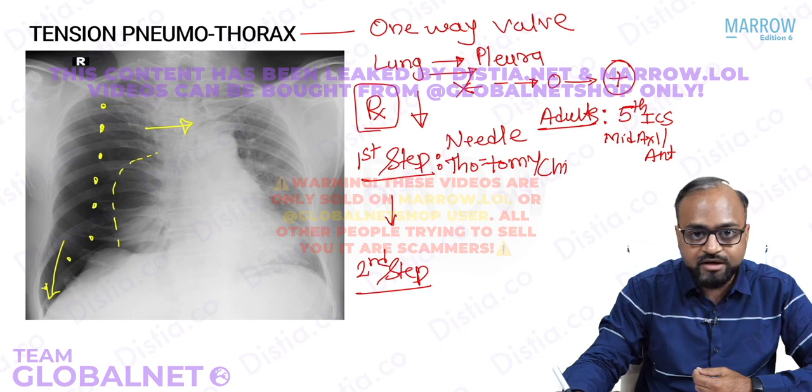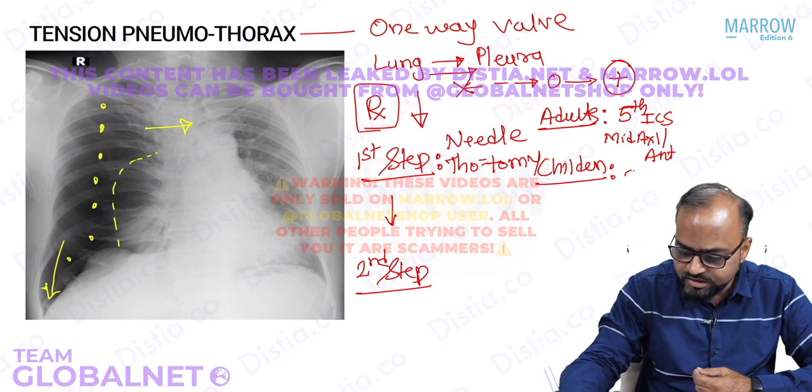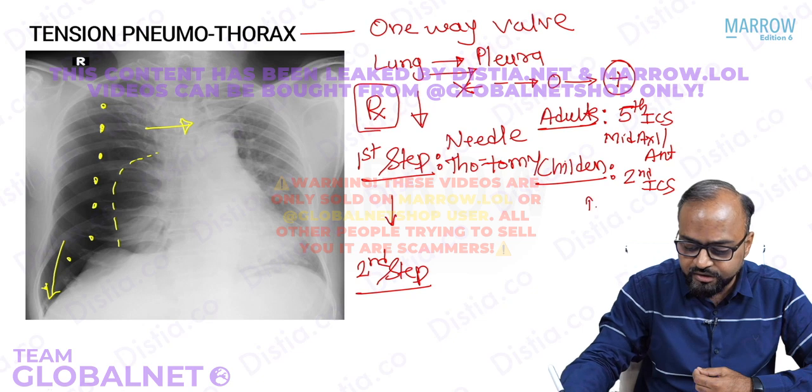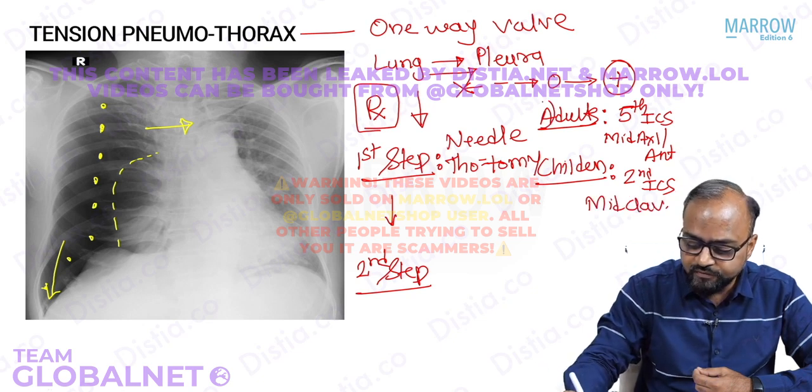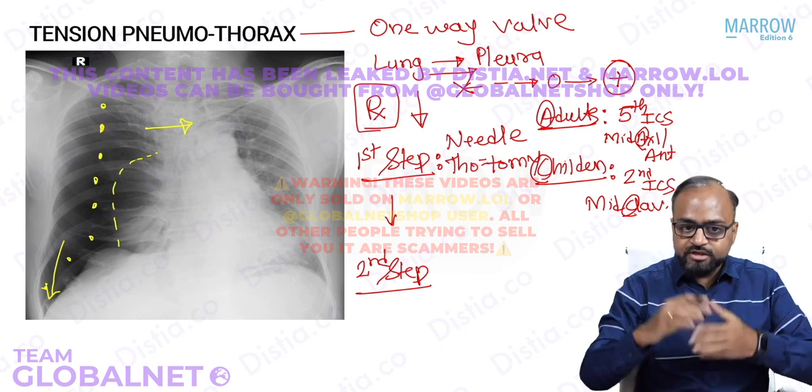That is in the triangle of safety. Whereas in children, the needle is inserted usually in the 2nd intercostal space, in the mid-clavicular line. So remember, A for adults, mid-axillary line, C for children, mid-clavicular line. So that is where the needle is put.